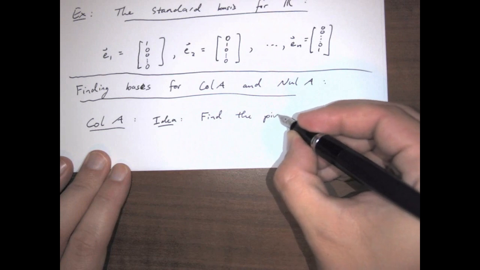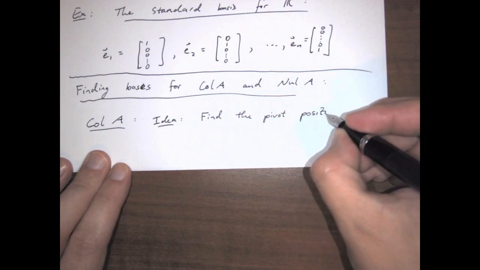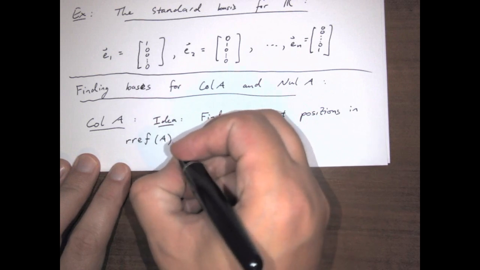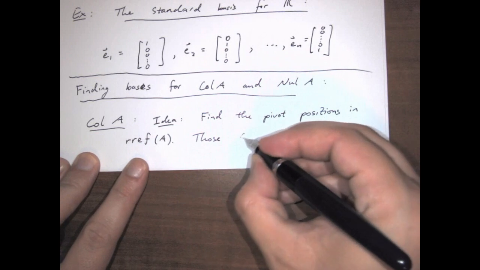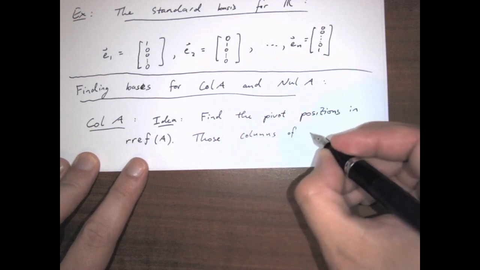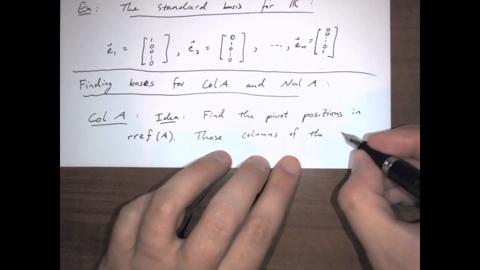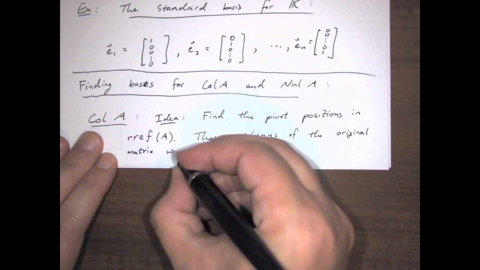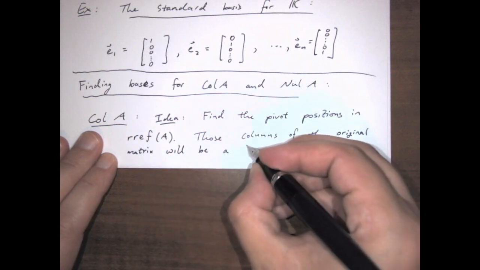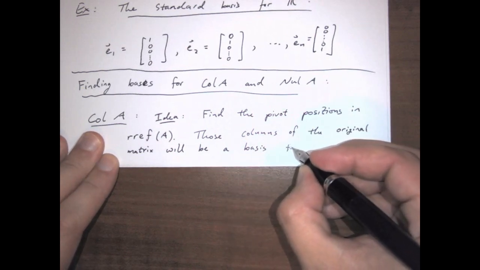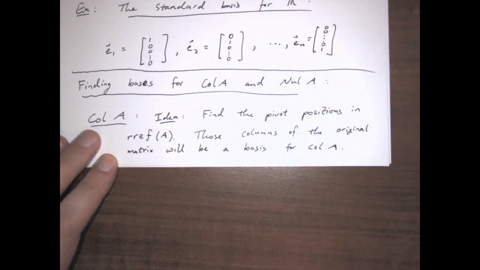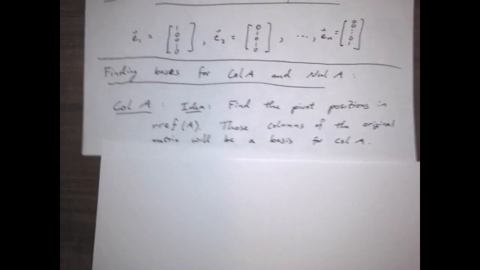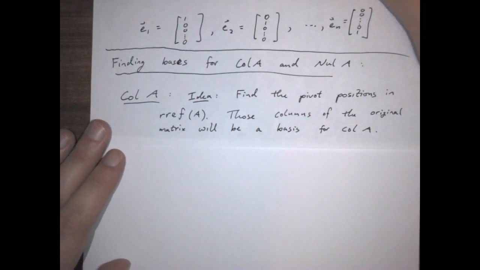the pivot positions in the reduced row echelon form of A, and then those columns of the original matrix will be a basis for the column space of A. And that's why, turns out, I didn't say this at the time, that's why they are called the basic variables. The variables that correspond with these particular columns, it is because they form the basis for the column space of A.